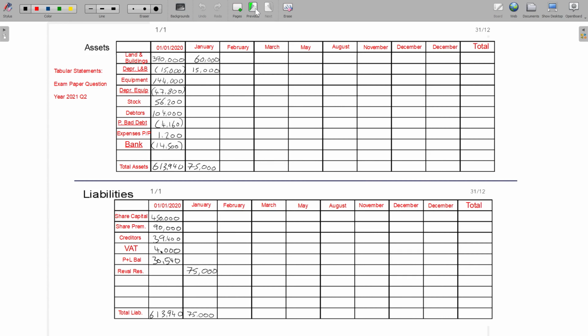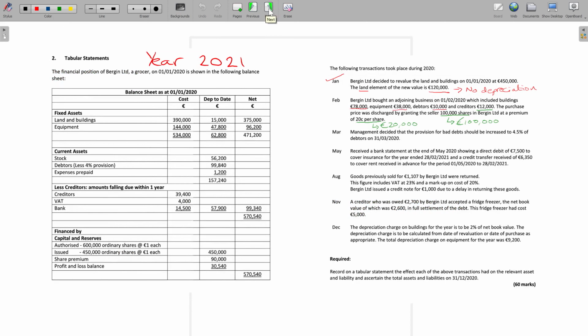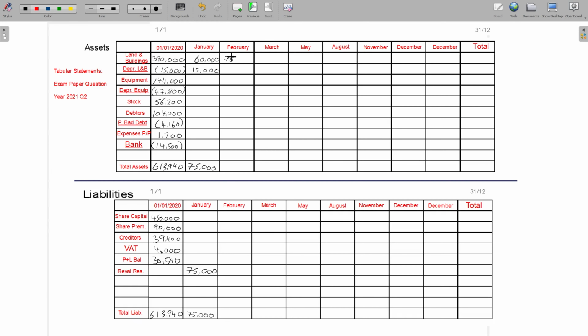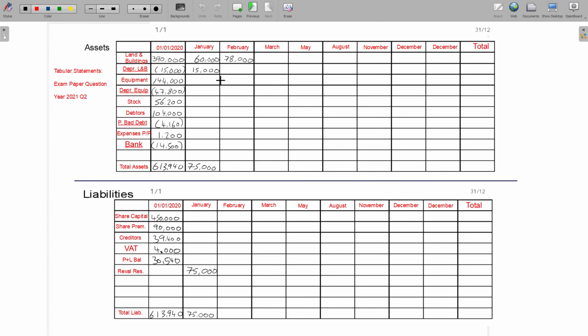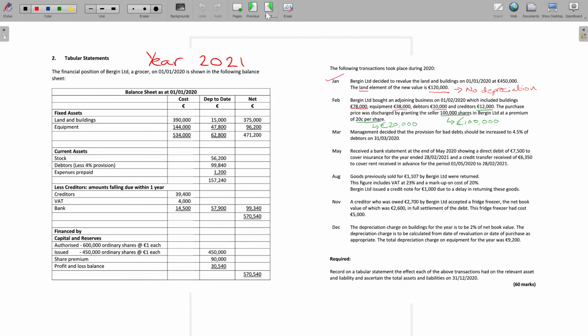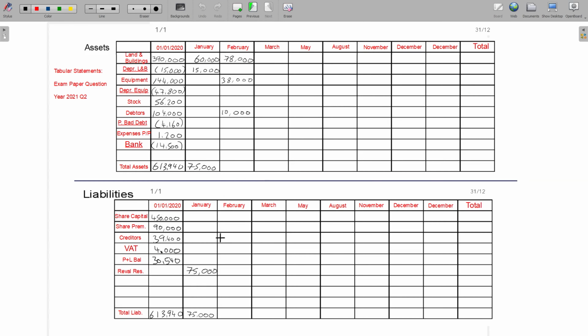So building 78,000, equipment 38 and debtors 10. So they are all our assets. Then we have 12,000 creditors. So in creditors, 12,000. We had share capital of 100,000. And we have share premium 20,000. So that is now basically perfect.